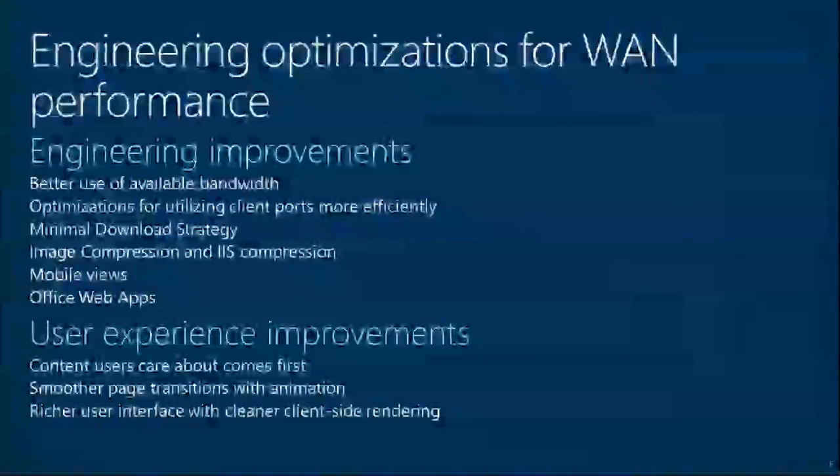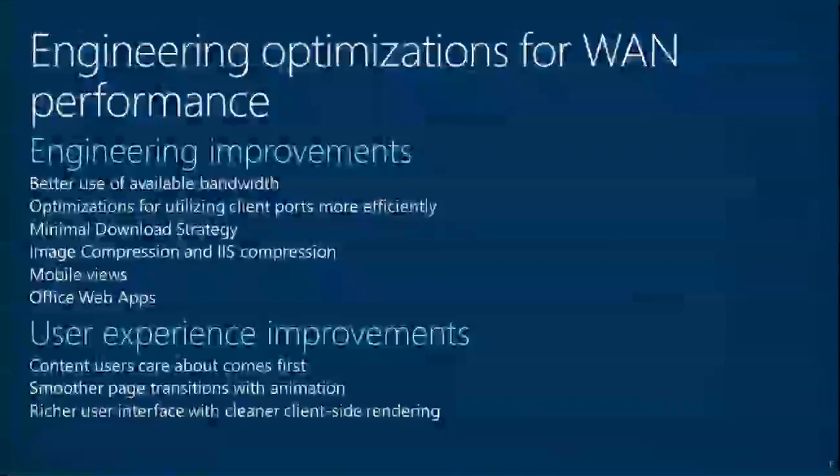Image compression and IIS compression, while they were there before, are enhanced in this version. We also have mobile views, and the reason we listed mobile views here is mobile views are often thought of as views for cell phones, for example, but for those users that have really not very high-performing WAN environments or WAN links, mobile views might be played there as well. And then finally, Office web apps for a light first time to the first page experience for end users.